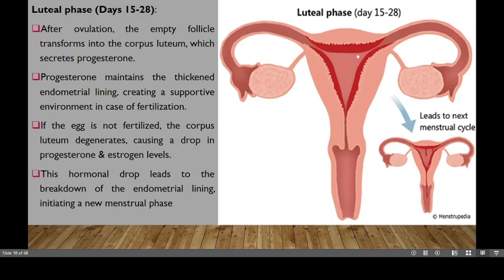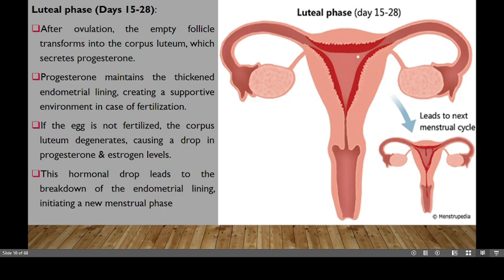Luteal phase, where after ovulation, the empty follicle will transform into a corpus luteum. This corpus luteum normally secretes hormones, majorly the progesterone. So this progesterone is going to maintain the thickened endometrial wall.